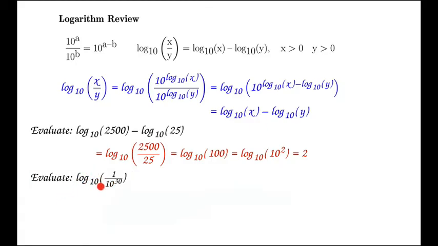As another example, let's evaluate log base 10 of 1 over 10 to the 30. Well, we can use this rule. It's something divided by something else. So I can write this as log base 10 of 1 minus log base 10 of 10 to the 30, going directly. Log base 10 of 1 we had figured out is 0, and log base 10 of 10 to the 30 is, of course, 30, because log base 10 of 10 to the anything is just that anything. Well, 0 minus 30 is just minus 30. So log base 10 of 1 over 10 to the 30 is just minus 30.